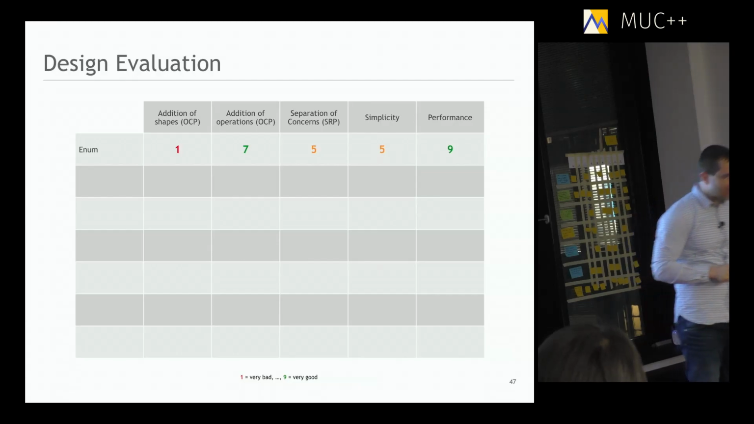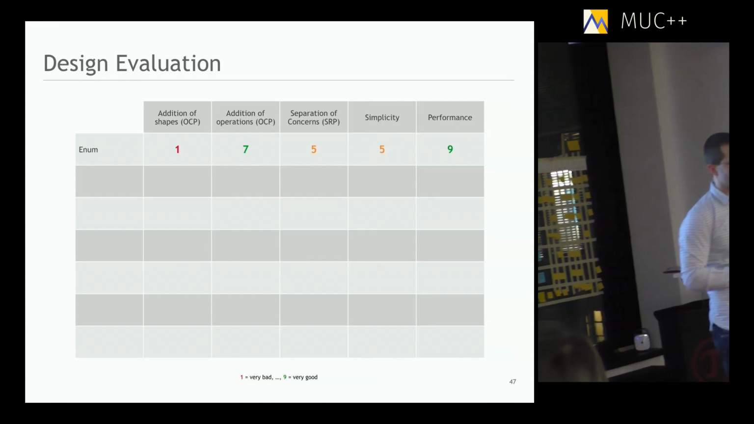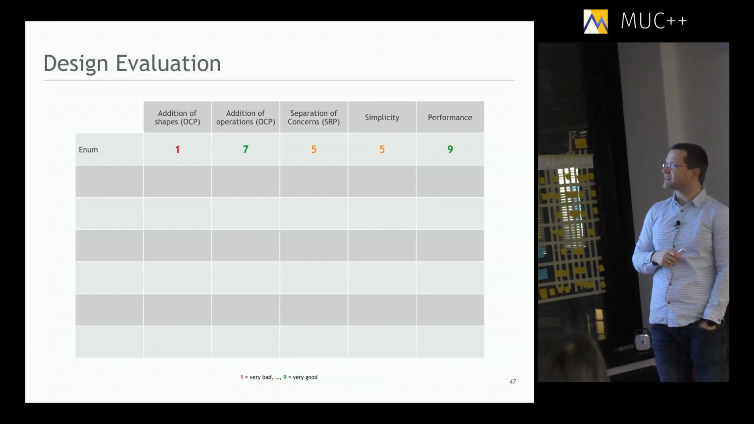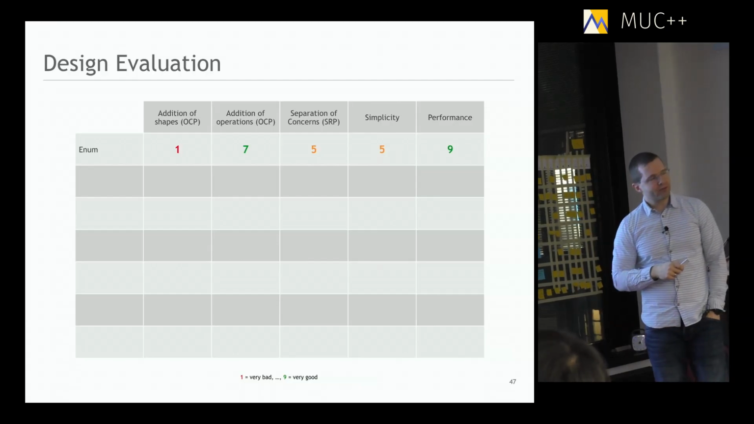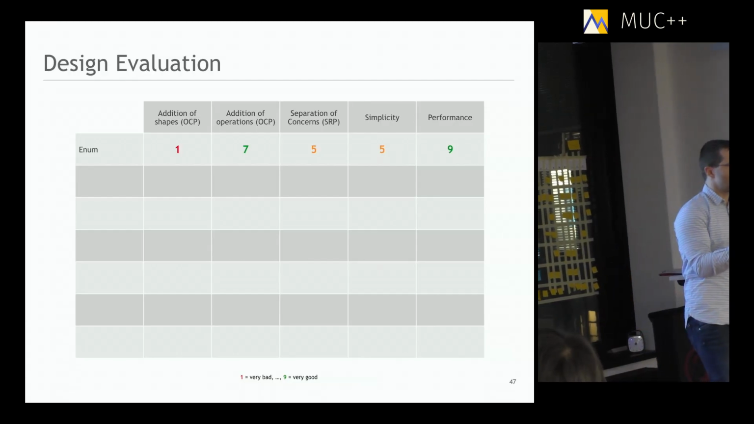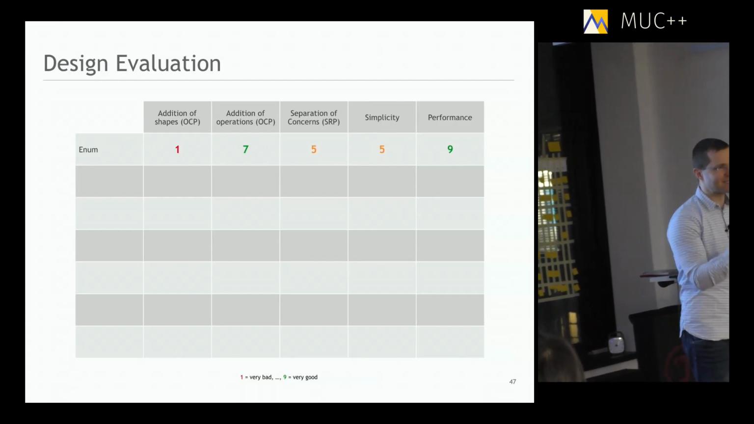Now, you don't like it. You don't like the fact that I have to add operations, that I have this enum. What would be your first thought when you see this design? What would you go for in order to improve it? What would you do in order to make it simple to add shapes?